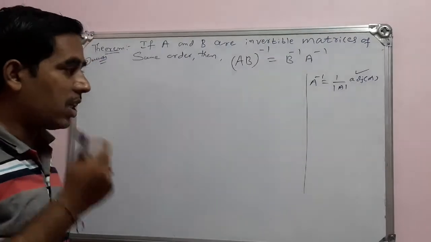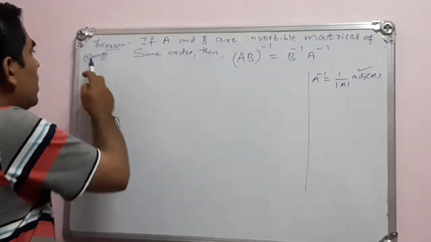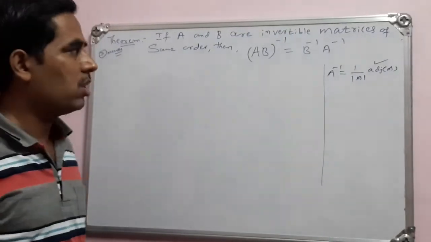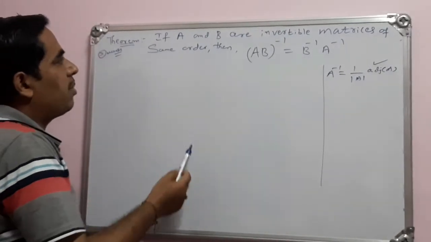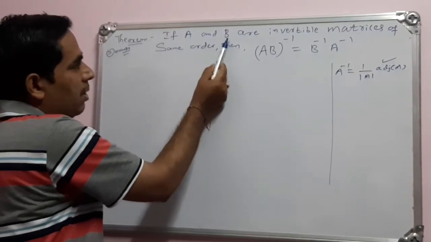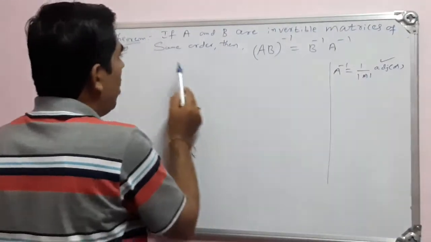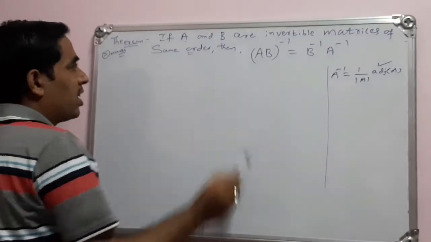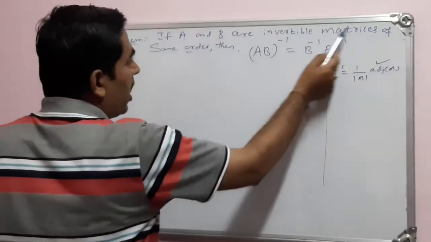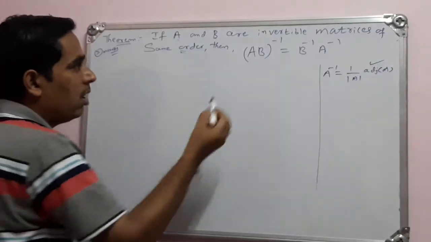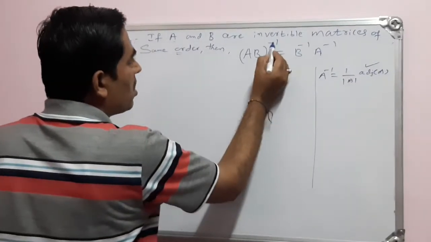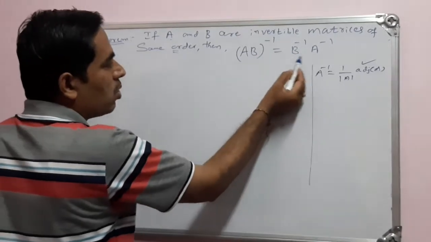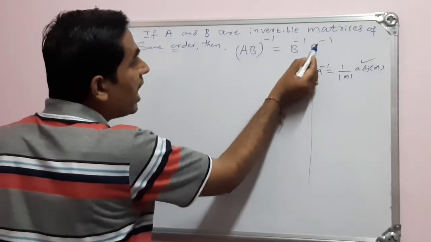In this class, let us consider one theorem which carries 3 marks, related to this inverse, on invertible matrices. What is the statement here? If A and B are invertible matrices of the same order, so that means the inverse should exist for both, then (AB) inverse, where AB is a product inside the bracket, is equal to B inverse A inverse.